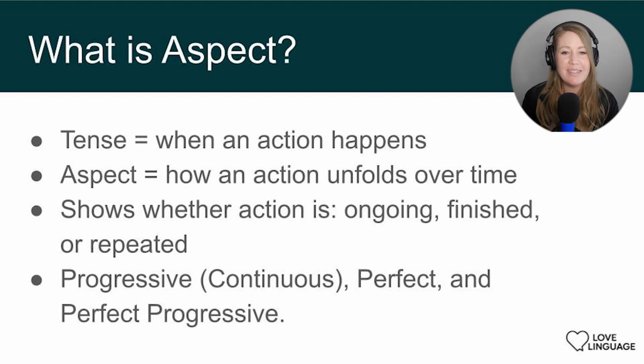So while tense tells us when an action happens, aspect tells us how that action unfolds over time. In simple terms, tense equals when, and aspect equals whether the action is ongoing, finished, or repeated. So in English, there are three main aspects, which are progressive, perfect, and perfect progressive. Let's take a closer look at each one.